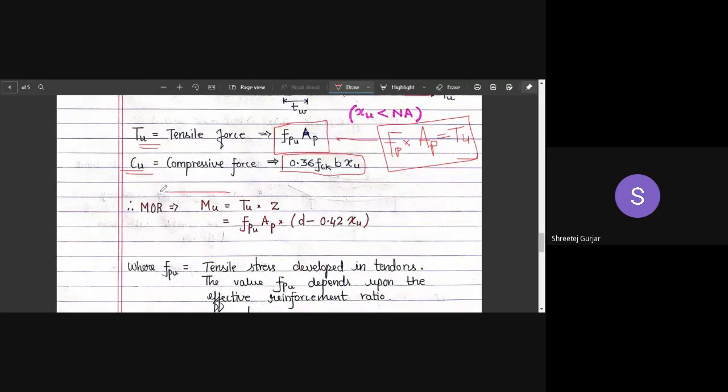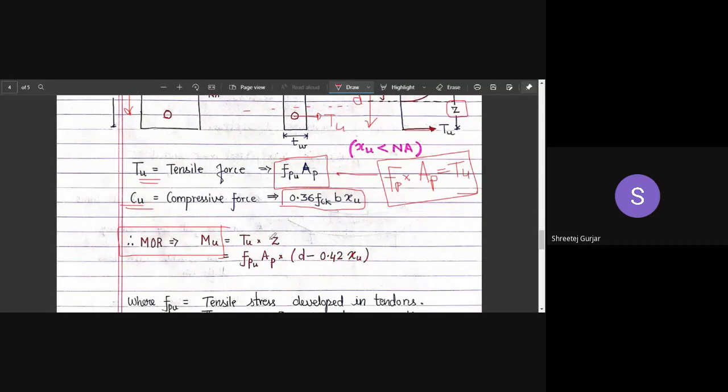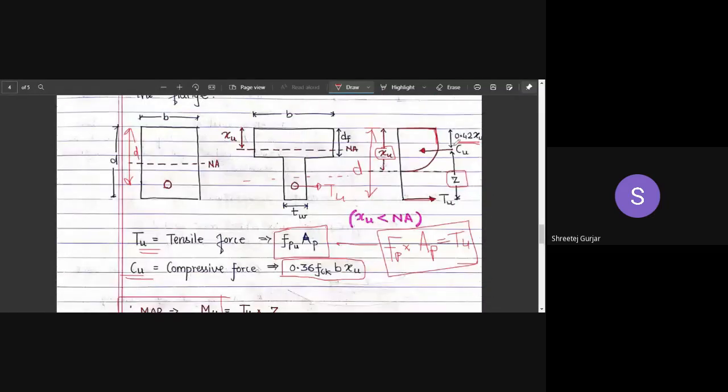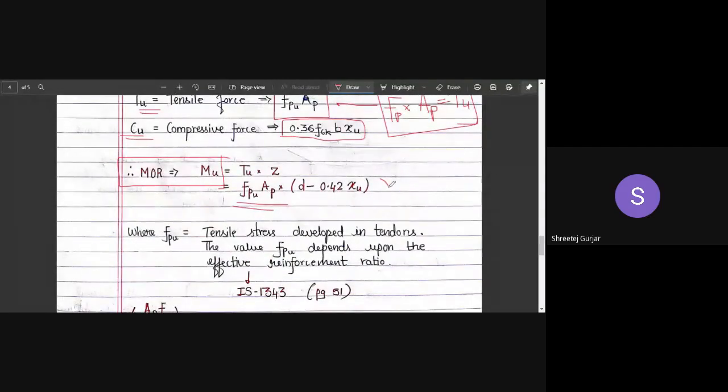Now, the moment of resistance, which we term as Mu. Mu is T into Z. Z is the lever arm, the distance between Tu and Cu. Tu is FPU into AP, which I have written here, and Z is D minus 0.42 XU. So you can use this formula for calculation of Mu: FPU into AP into D minus 0.42 XU. This we have derived using tensile forces.